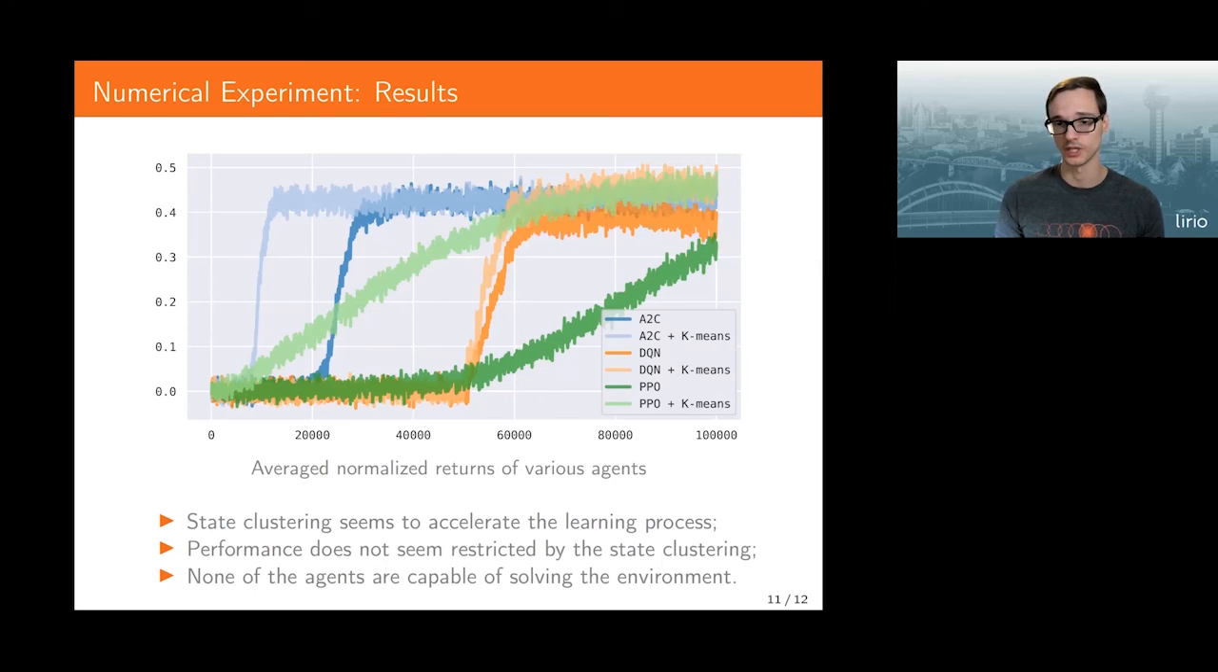So no surprise here. But the second question is interesting, because the question was, does the state clustering limit the performance of your agent in the long run? And surprisingly, answer here is no, it does not. And not only on this example, we run many more tests in different configurations, and pretty much never we observed significantly worse performance on a clustered environment, which is very counterintuitive.